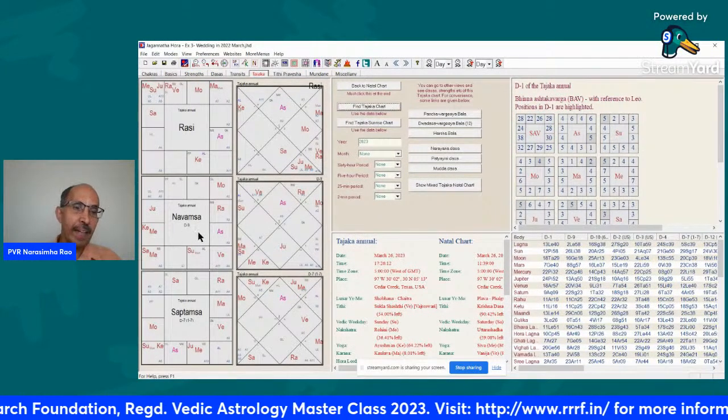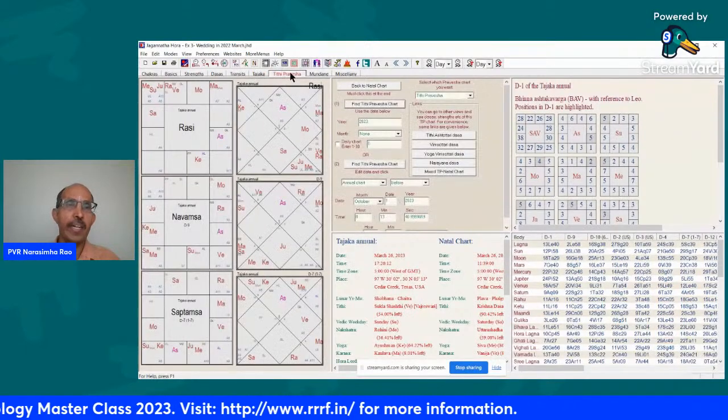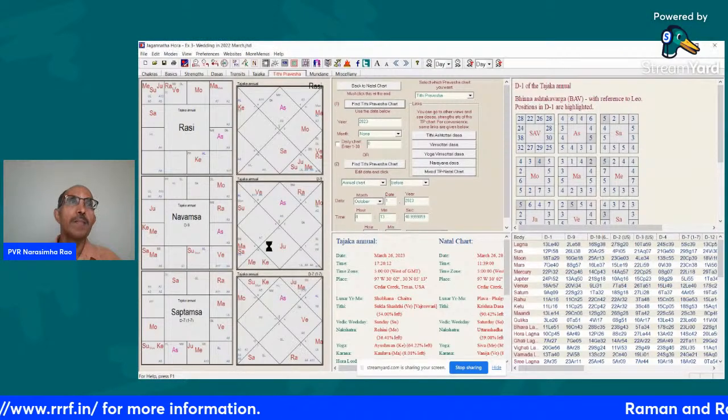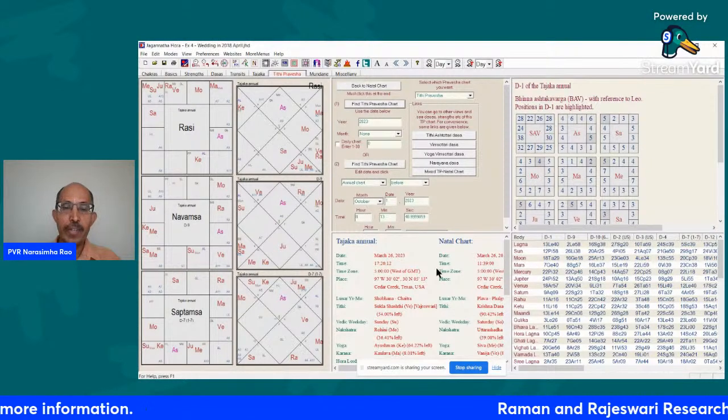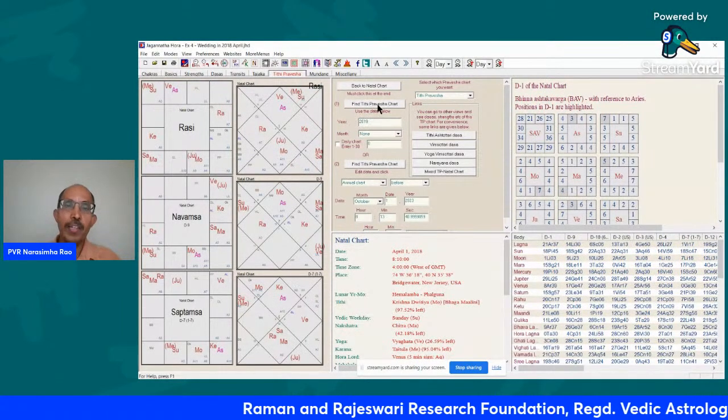And let us finally look at the Tithi Pravesh chart of, I think we looked at it. So let us look at the next chart. Example 4, marriage in 2018 and 2019, they got divorced. So Tithi Pravesh chart of 2019.